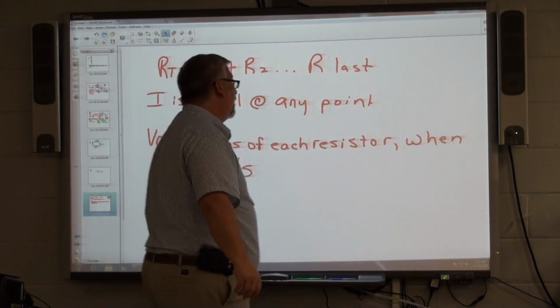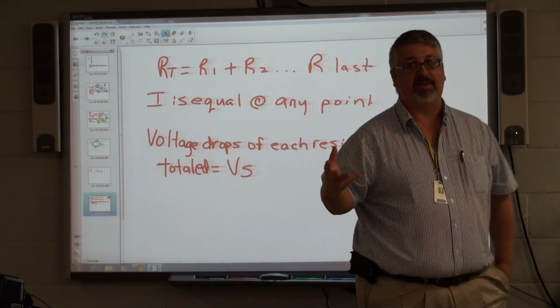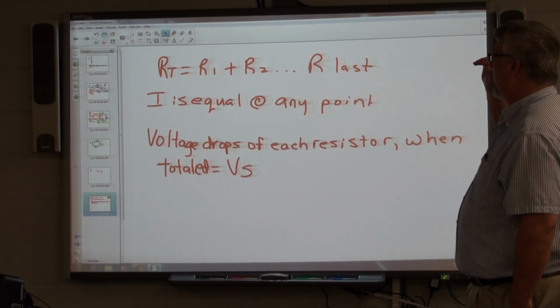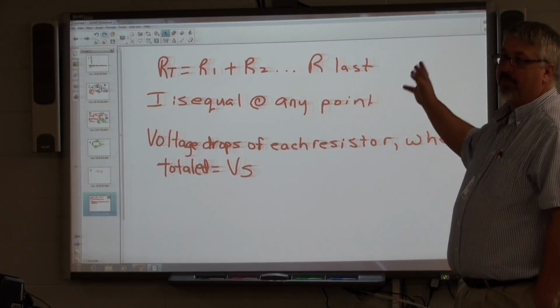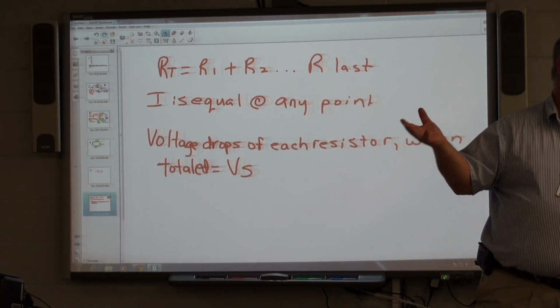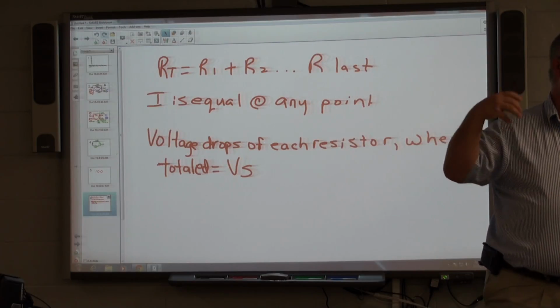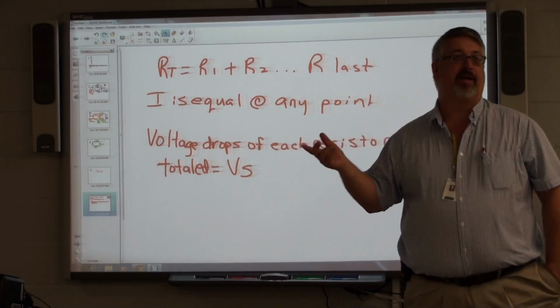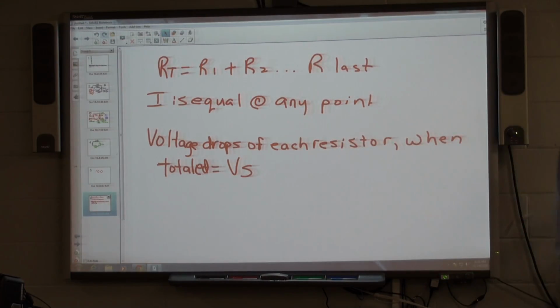So those are three hard, steady rules that always apply in a series circuit. We add all the resistances, we get R total. Anywhere in that circuit, I is going to be the same value. Any point we interrupt that circuit and measure current, we're going to measure the same current. And the voltage drops of each resistor when totaled equal source voltage, or V sub S, an abbreviation of V source, or V total, it can be VT. But basically whatever the applied voltage is.